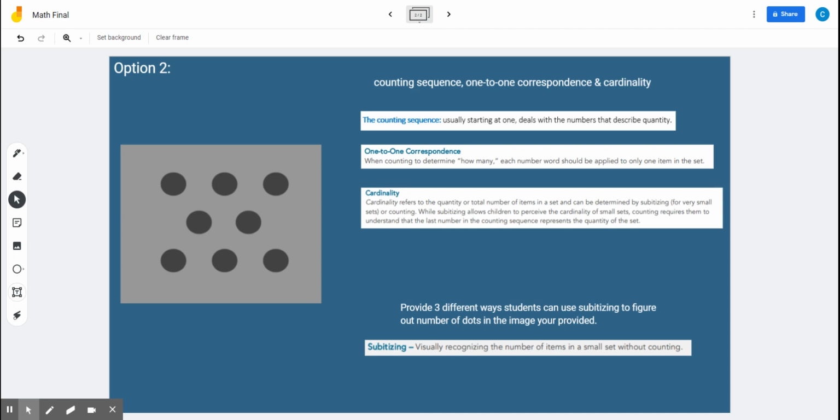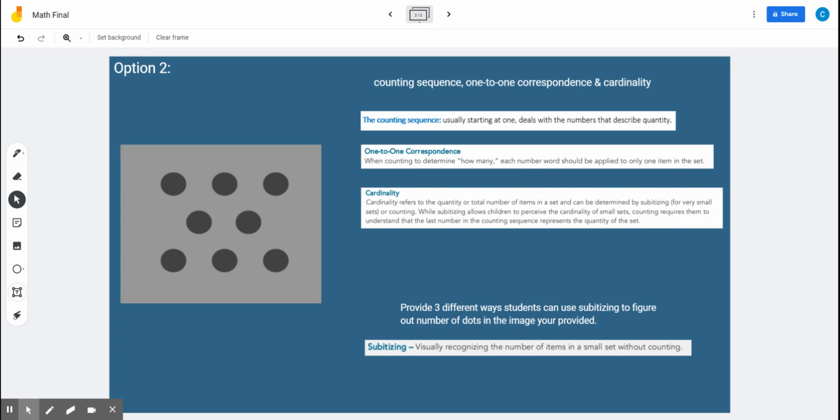The second option that I chose for our math final was option number 2. This is where we were to pretend like we were an early kindergarten teacher and we wanted our students to develop core principles of counting and also start developing subitizing skills. So for this purpose, we needed to create the opportunity for these skills, and we needed to choose a picture off of the website provided to us. So the dot image that I chose is here provided on the side.